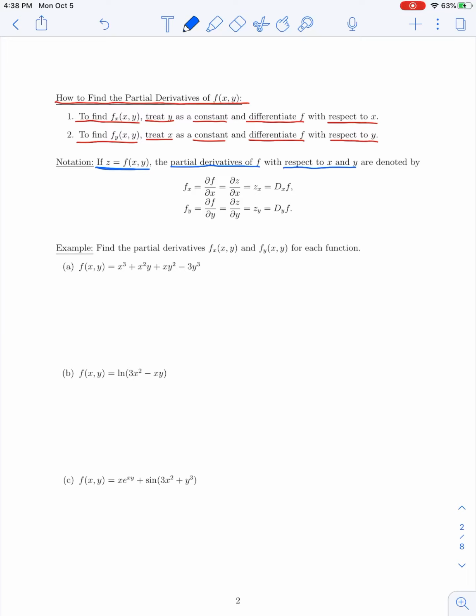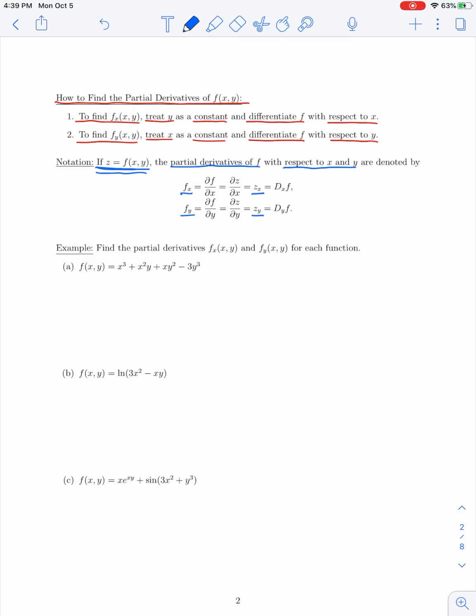So the first notation we've already introduced, this subscript notation. We could say the partial derivative of f with respect to x or y would be denoted as f sub x or f sub y. Or since we were saying z is equal to the value of this function, f of x y, we might also use z sub x or z sub y for those partial derivatives.